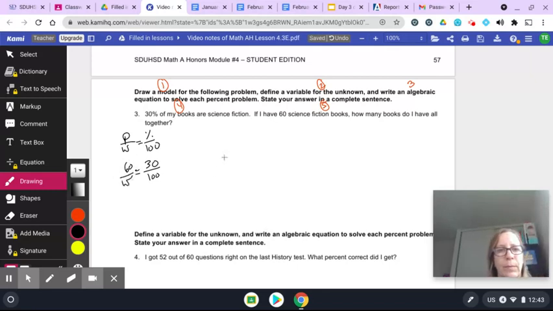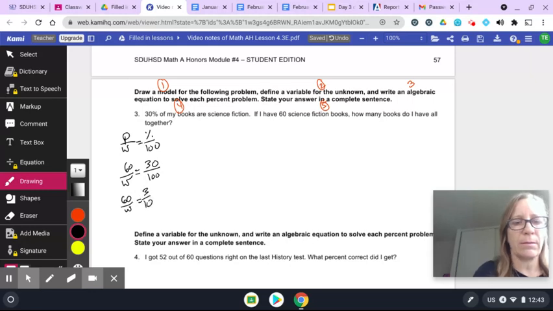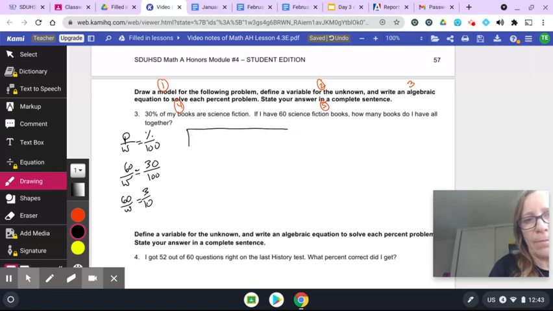Okay. So here, if I was to go back to Module 1 and draw this, I have 60 over a whole equals 30 out of 100. That's 3 out of 10. So I make 10 sections, shade 3.